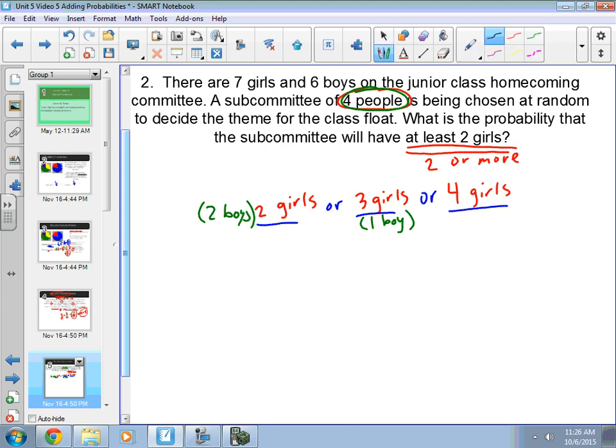So let's try it out. What would be the way of selecting? We'll start with 2 girls. How many ways can we select 2 girls? Well, this is a combination. We don't care about the order. There are 2 girls that we're selecting, so that's the second number, out of how many total girls? We know the total number of girls on the committee is 7. So we would do a combination of 7 choose 2, which tells the number of possibilities.